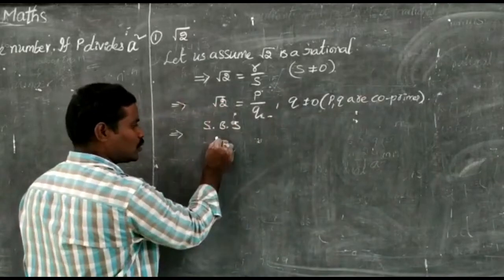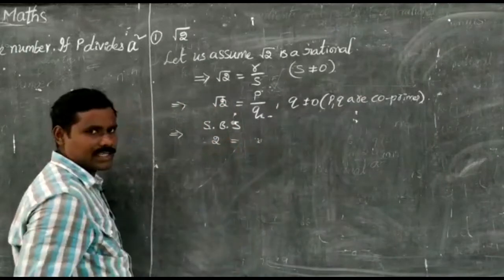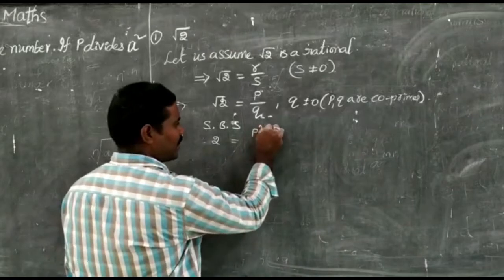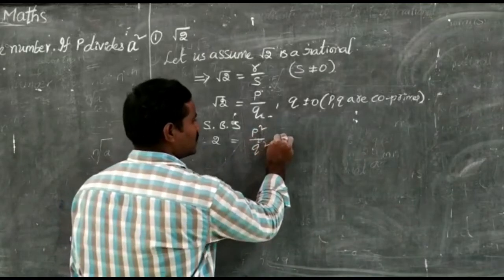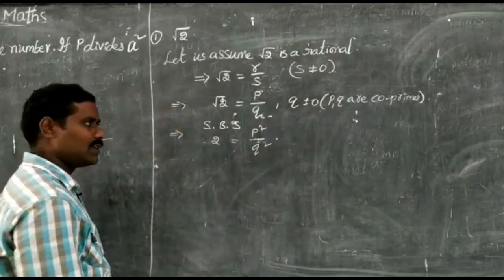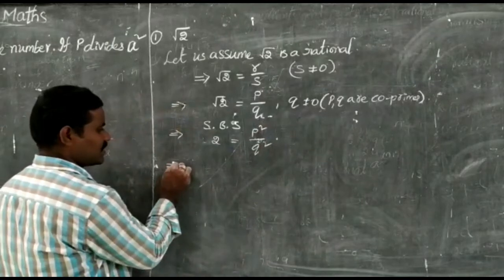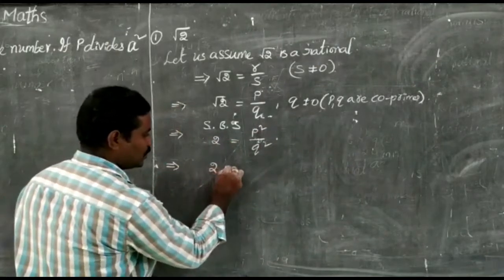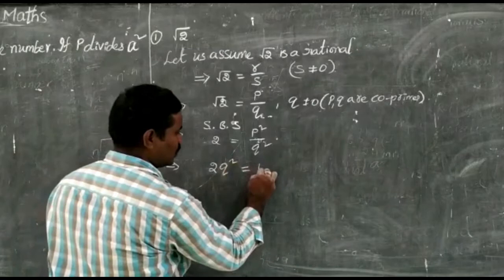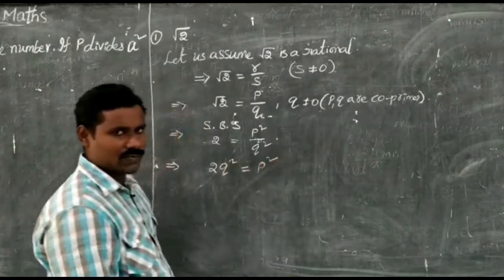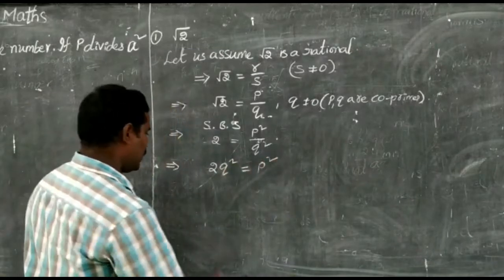Now squaring on both sides. If you square root 2, we get 2 is equal to p square by q square. From this, cross multiply: 2q square is equal to p square.